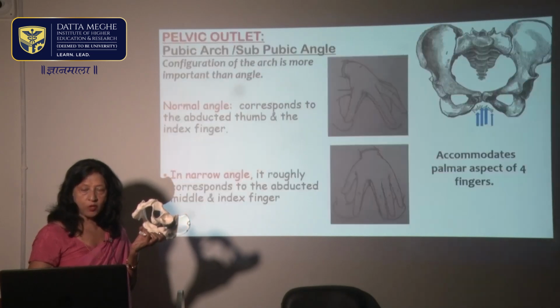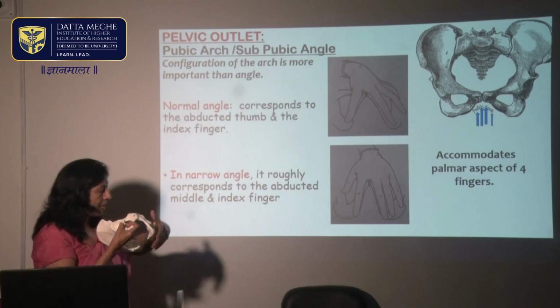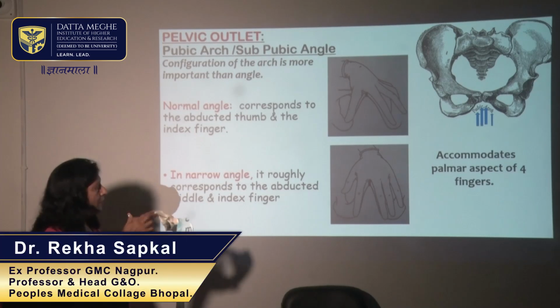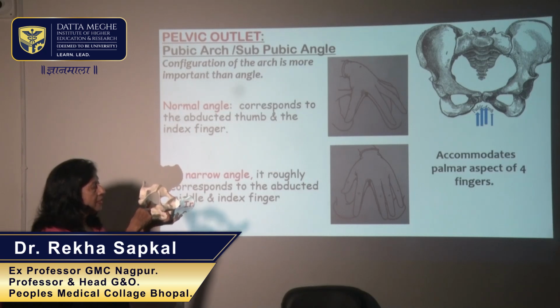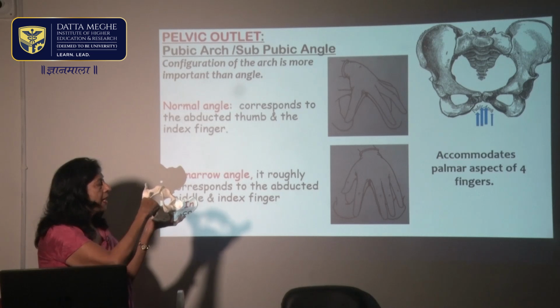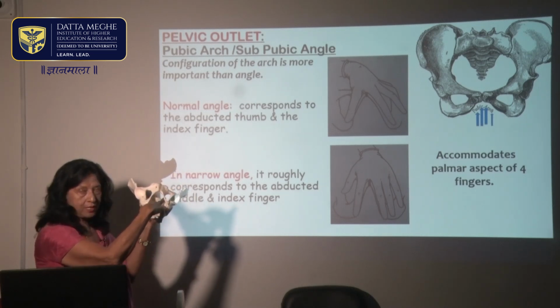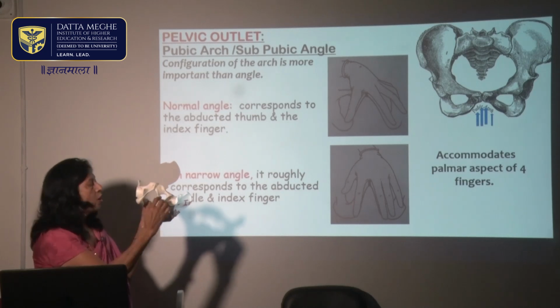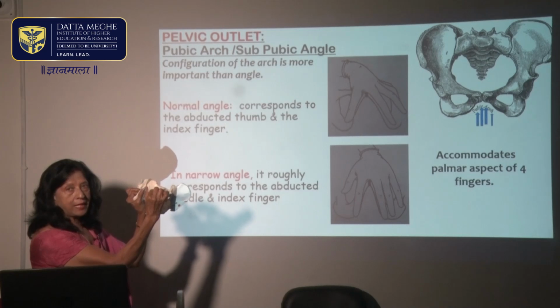Next, after TDO, what do you assess? You assess the subpubic angle of the pelvic outlet. This is the subpubic angle. Suppose I have done the PV examination, then I will assess the TDO as 4 knuckles and the subpubic angle as wide. Or I will make my fingers like this, or I will put my 2 thumbs on either side, and I will say subpubic angle is wide.